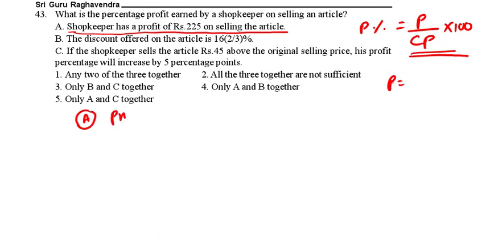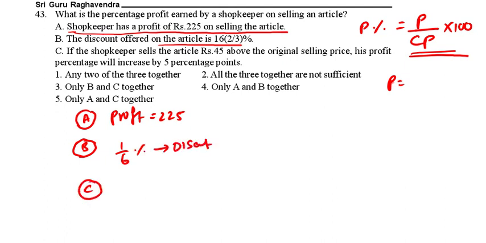Statement A, the profit is equal to 225. But we don't have the cost price. Now come to B. The discount offered on the article is 16.2 by 3%. 16.2 by 3 is 1 by 6. 1 by 6% is the discount.